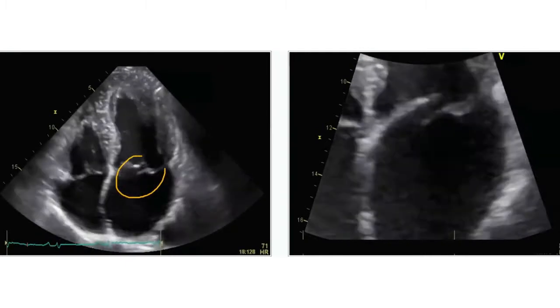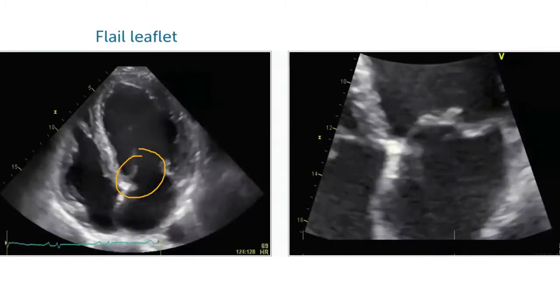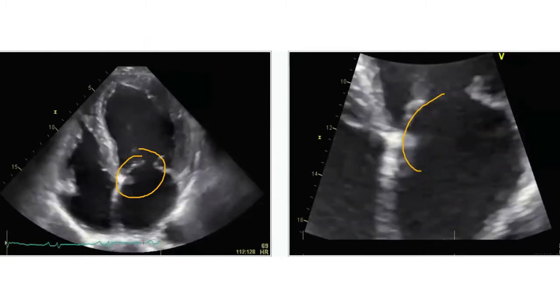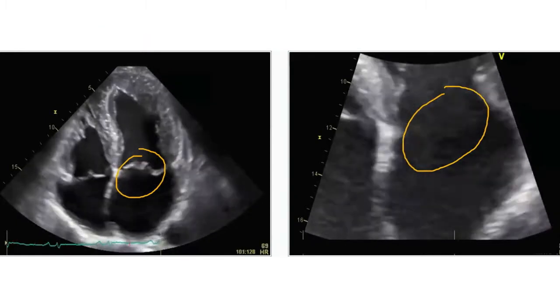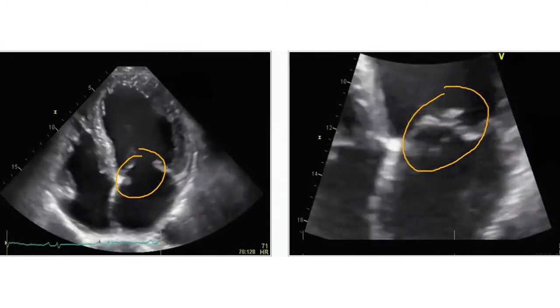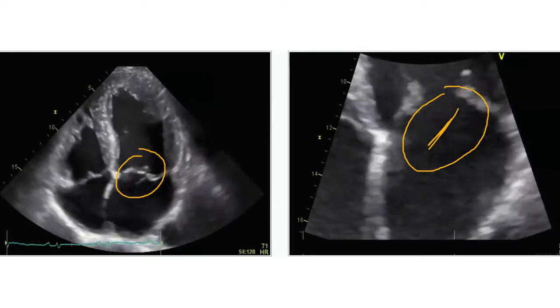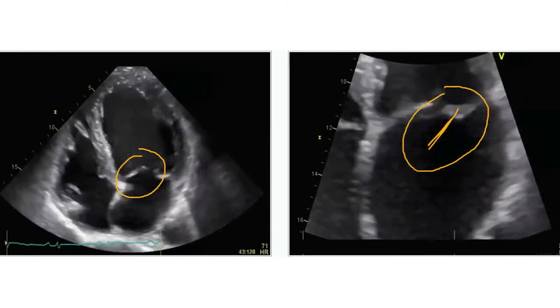This is a really nice example of flail leaflet. As you can see, the mitral valve is really thickened, both anterior and posterior leaflet. But a part of the posterior leaflet is going beyond the mitral annular plane into the left atrium, and it brings with it a part of the tendinous chordae. So this is a classic example of flail leaflet causing, you will see with practice, really massive mitral regurgitation.